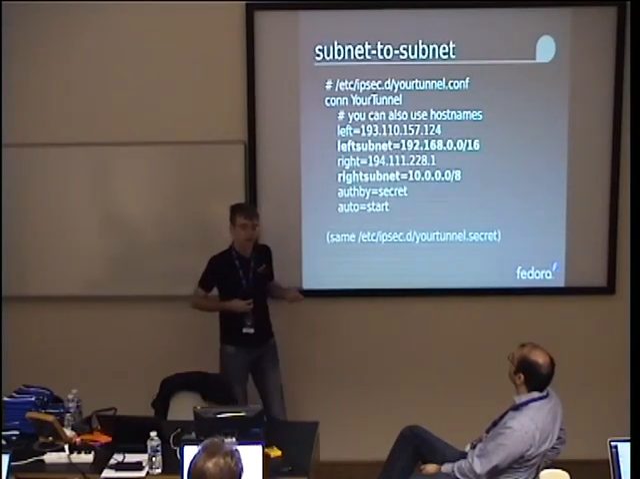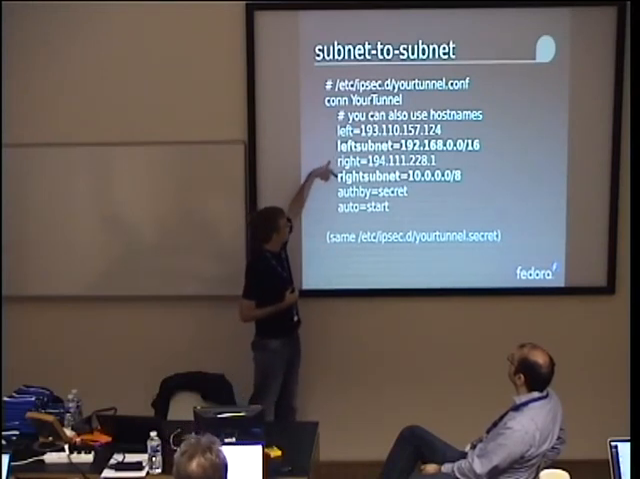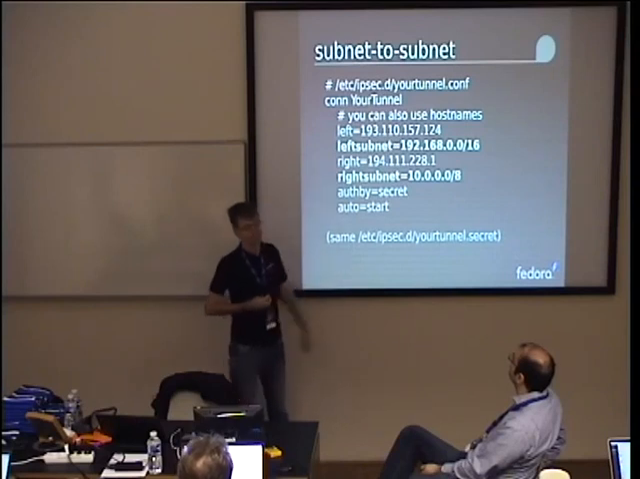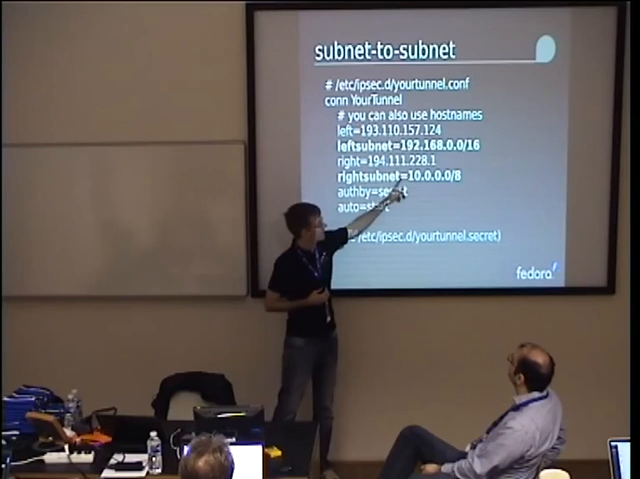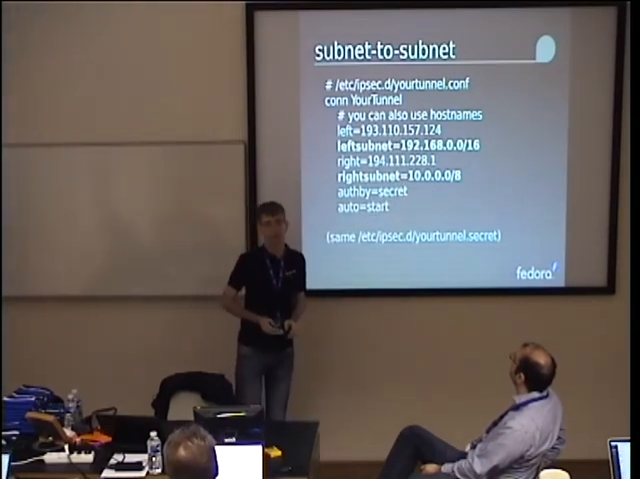So if you want to add a subnet to a subnet, the only thing you need to add is leftsubnet= and rightsubnet=. And if you want multiple subnets, it's actually rightsubnets with an S and then a comma separated list of multiple subnets. And then you can expand them as much as you want.